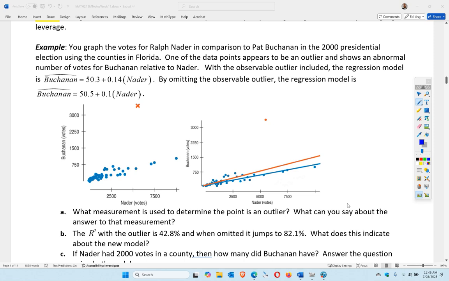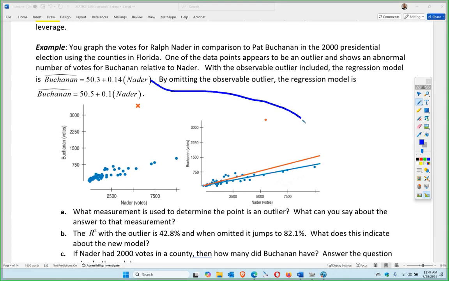So I forget which one is which when I did this. Okay, by omitting the observable outlier, which is this one, the regression model is this. Okay, so what you notice is it goes from 0.14 to 0.1, right? Okay, so now I remember now. So this is the model I did mathematically with the outlier, which is this one district they found, which was weird, right? This is how they actually do this to find things are going weird in elections. They'll do this to figure out what ones are weird. And once I remove that outlier, I get this one.